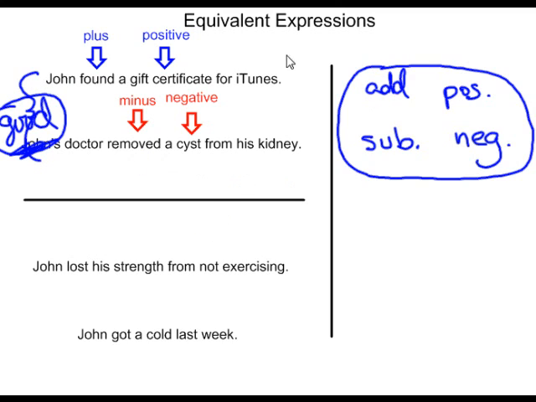Now let's take a look down here at these statements. It says, John lost his strength from not exercising. Well, not a lot to convince you probably that lost is minus and strength is a positive. Okay? So that's pretty straightforward, I think.